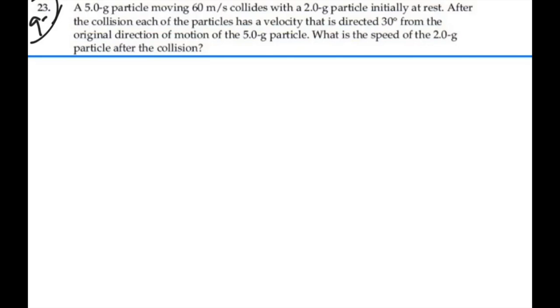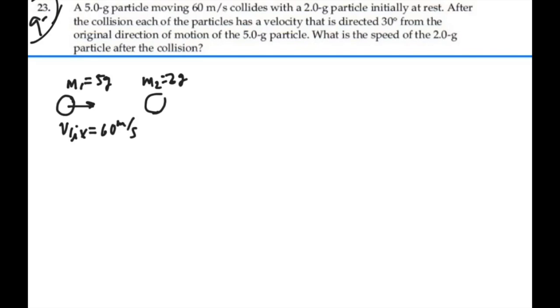Alright, so let's see what we got here. Mass 1 is 5 grams, moving with initial velocity, v1 initial in the x direction, of 60 meters per second. It's going to collide with mass 2, which is 2 grams, and that has initial velocity v2 initial in the x direction of 0.